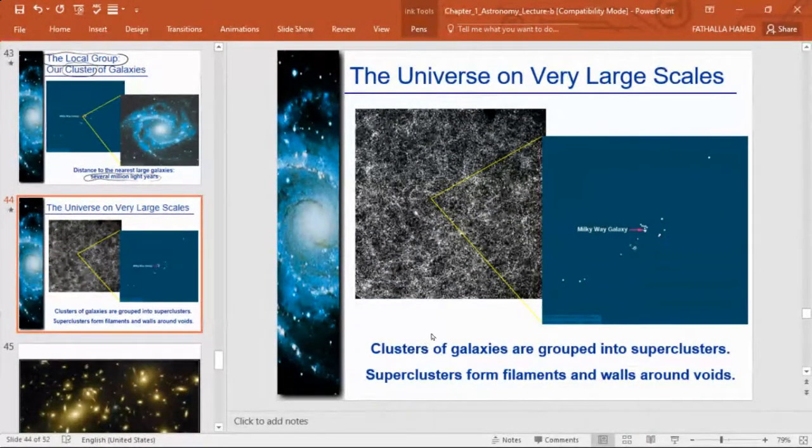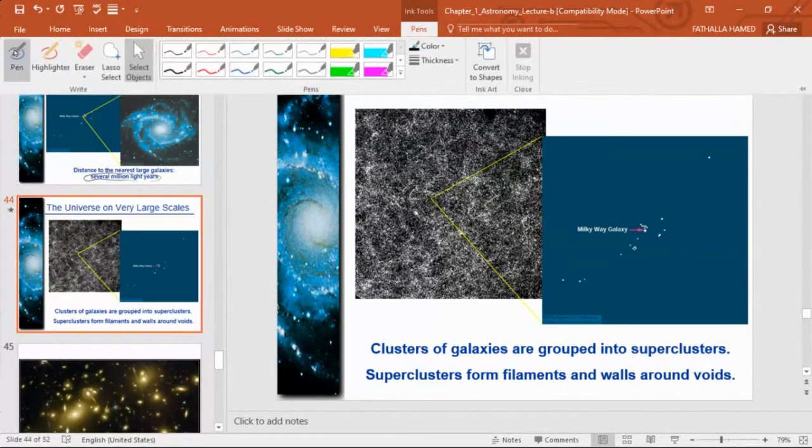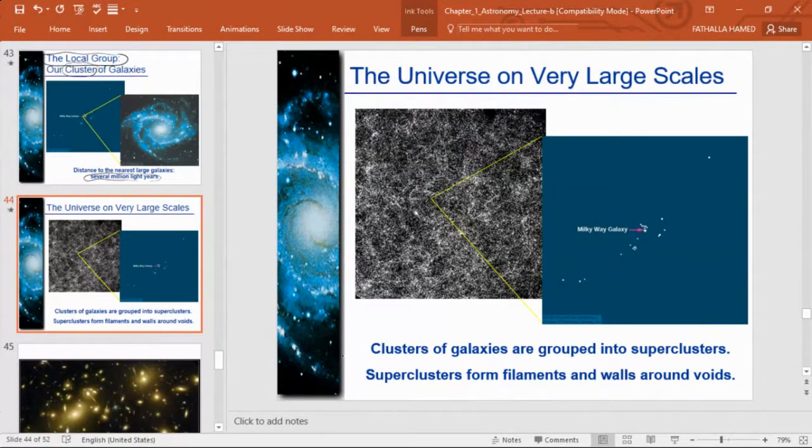Now, these clusters, like the local group cluster, actually group together to form something that we call superclusters. So we have a supercluster that contains a huge number of clusters.